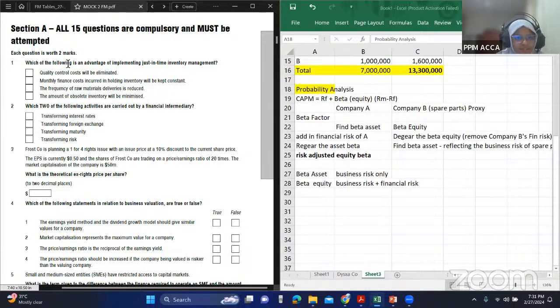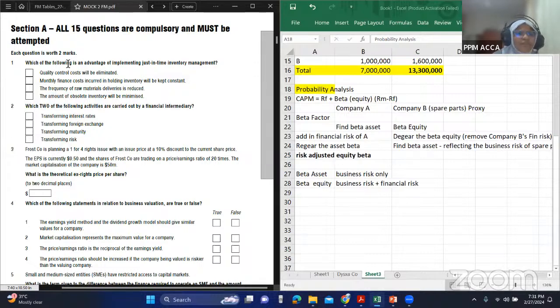Monthly finance cost incurred in holding inventory will be kept constant. Again, we can't say that it's going to be constant. Why? Because we have a just-in-time system. In 1 month, we will have one amount of orders. In another month, there will be something else. So obviously, the finance cost is going to fluctuate. We may have no stock at all at one point, but at another point in time, we might have a little bit of stock. So we can't say that every month the finance cost is going to be the same. That is obviously not possible.